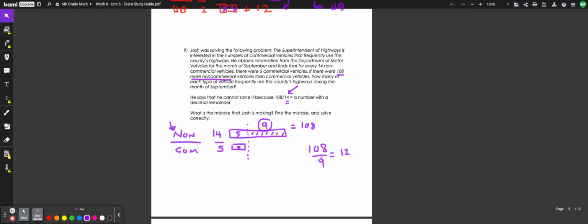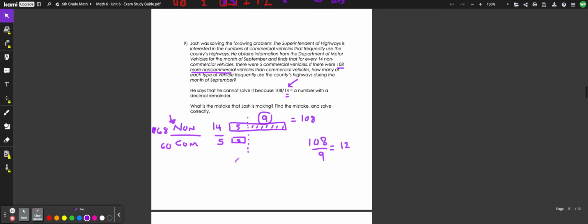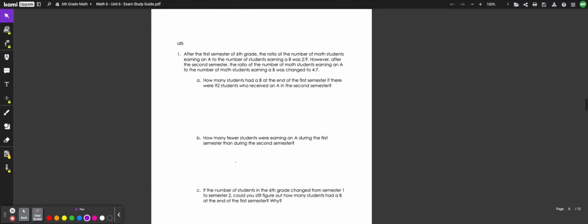And when we do that, 108 divided by 9 is equal to 12. So each piece of tape would be equal to 12. So 14 times 12 will give us a total of 168 vehicles. And we know that non-commercial has 108 more than. Is that true? Well, 5 times 12 is equal to 60. So yes, non-commercial would have 108 more than the commercial vehicles. Let's go on to the next question.